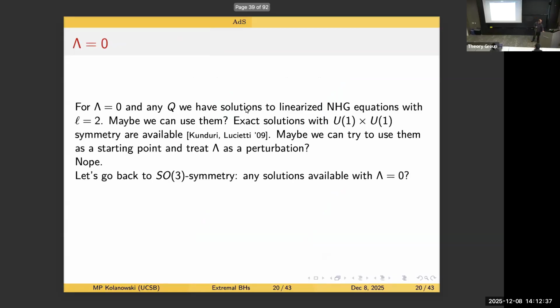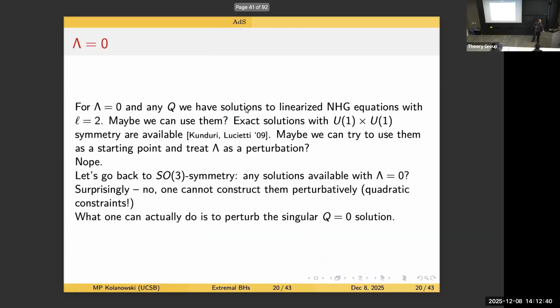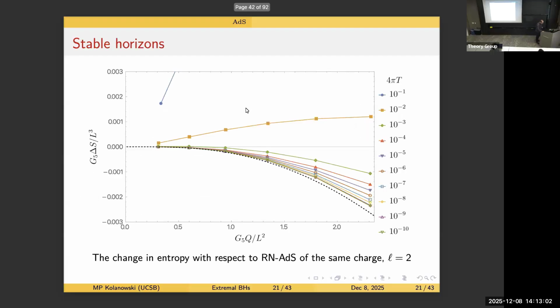Maybe given time, let me skip and say that instead what we actually did was we perturbed the solution with Q equals 0. So this is actually a singular solution, but you can still do singular perturbation theory around it to some high order, and then again put on your numerical hat and get some solution. So let me show you how it behaves. And the thing is that now this thing is stable under small perturbations of boundary conditions.